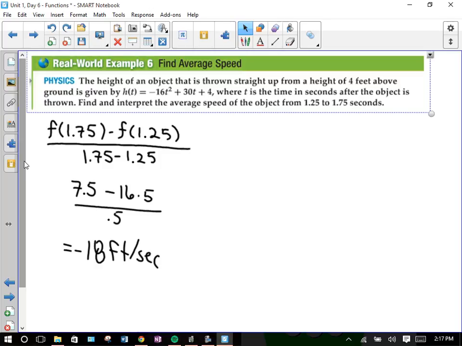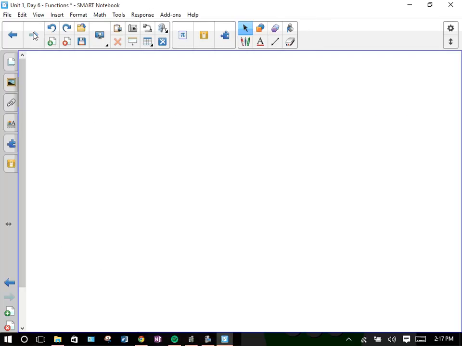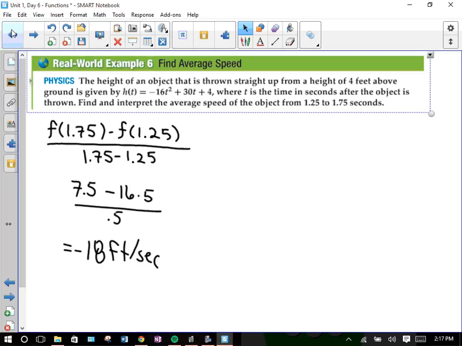Yeah, but at some point in time, you know, 1.25, 1.75, say, maybe it's still going up. Yeah, see, I just broke through my hypothesis. Boom! Yeah, boom. Alright, so that is the last.